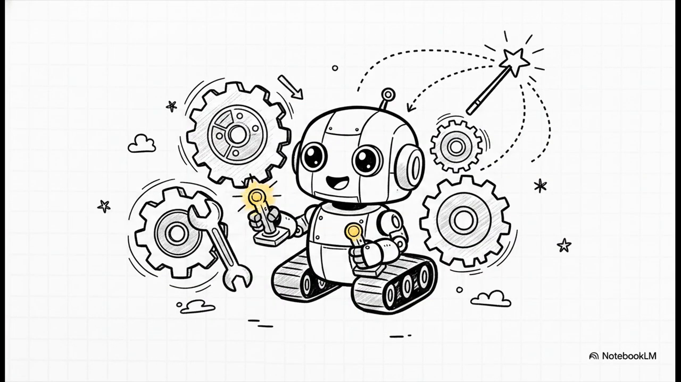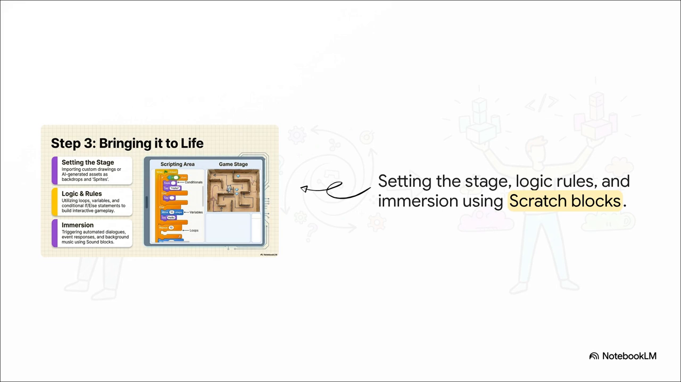Next up is Phase 3, Architect. This is the bringing it to life phase, where the game mechanics are actually coded and compiled. Students set the stage by importing their custom or AI-generated backdrops and sprites. Then they build the logic and rules using loops, variables, and conditional if-else statements. Finally, they layer in the immersion, triggering automated dialogues, event responses, and background music. They are literally turning their static visual assets into highly interactive gameplay.